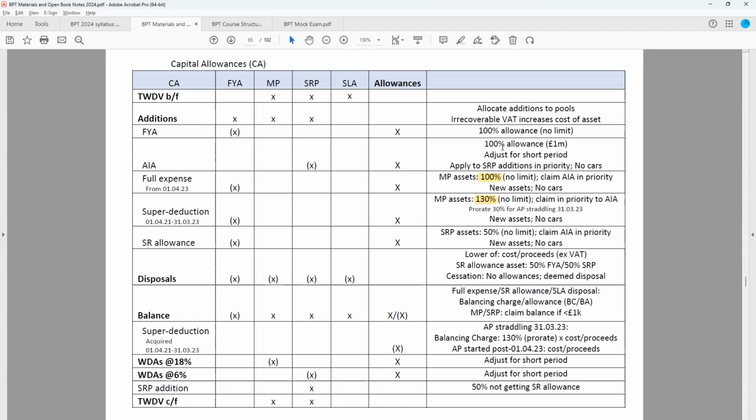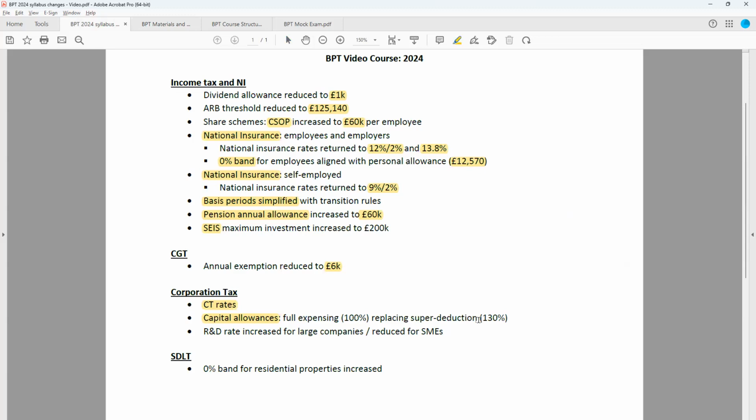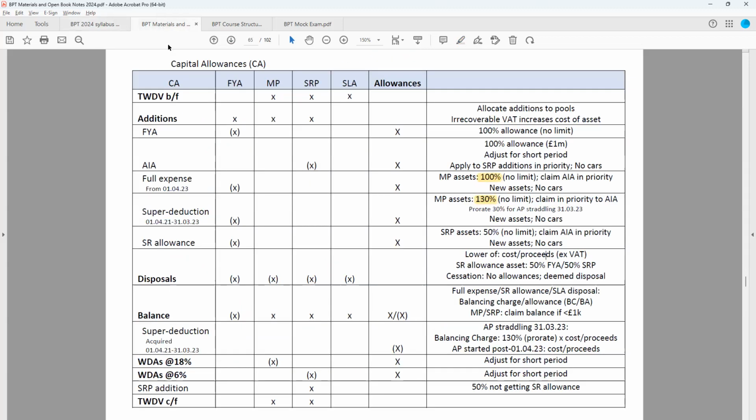That is very computational. That's a very TC style topic and question. But just bear in mind, companies can claim AIA. That's probably what you're going to see most of. Buy some assets, remember they can claim AIA, but just appreciate these full expensing rules. And these are in the notes if you really need it. If you really do end up with an accounting period straddling that date, then of course you could claim the super deduction.